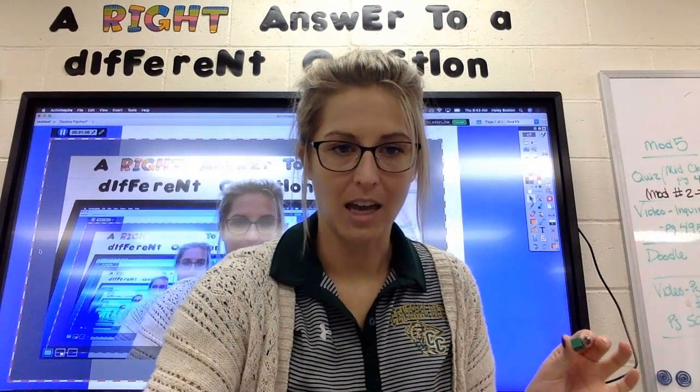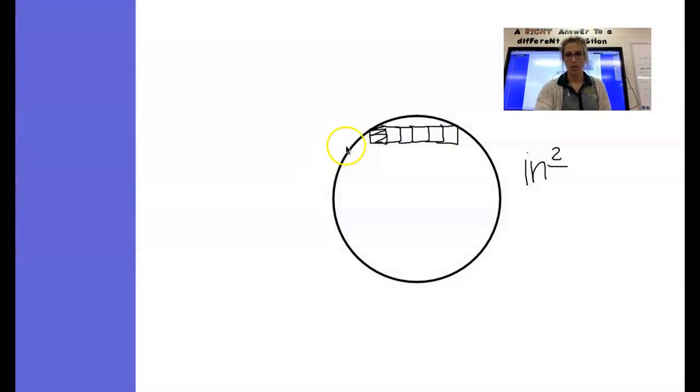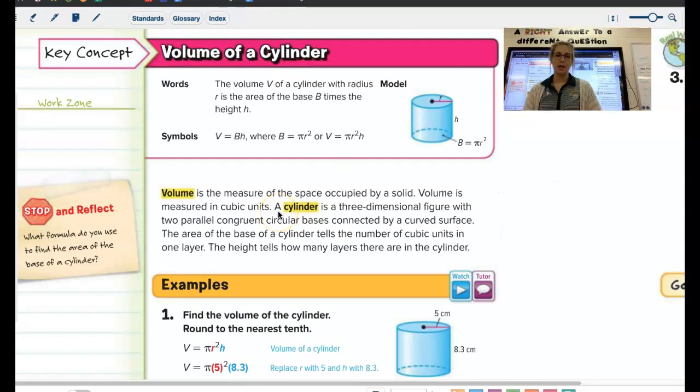So with that being said, let's go to page 590 and we'll talk about the formula. All right, so volume is the measure of space occupied by a solid. In other words, how much can I fill up in this three-dimensional shape, because I can actually put things in there. It's measured in cubic units, which is why we're trying to figure out how many of these little cubes we could fit in there.